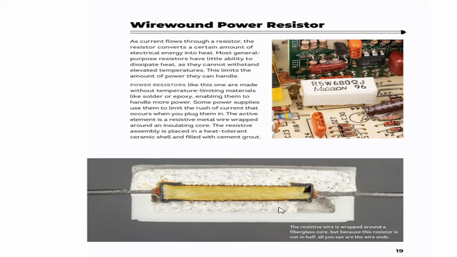Here you can see a cross section of a wire wound power resistor. A wire wound power resistor is a type of resistor that uses a wire winding to provide resistance, designed for high power application.